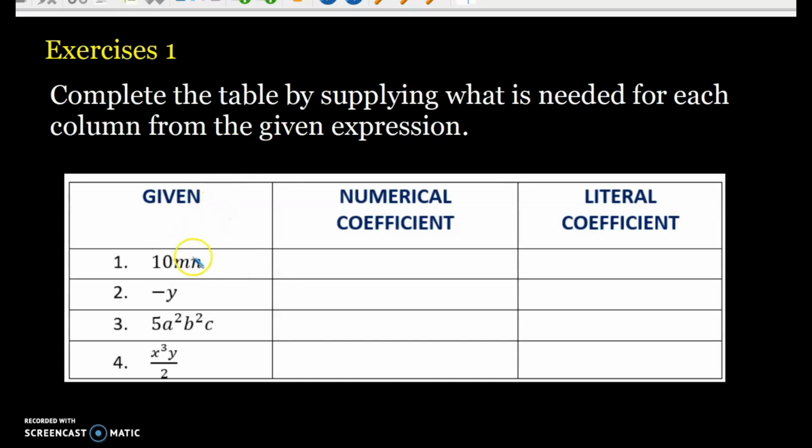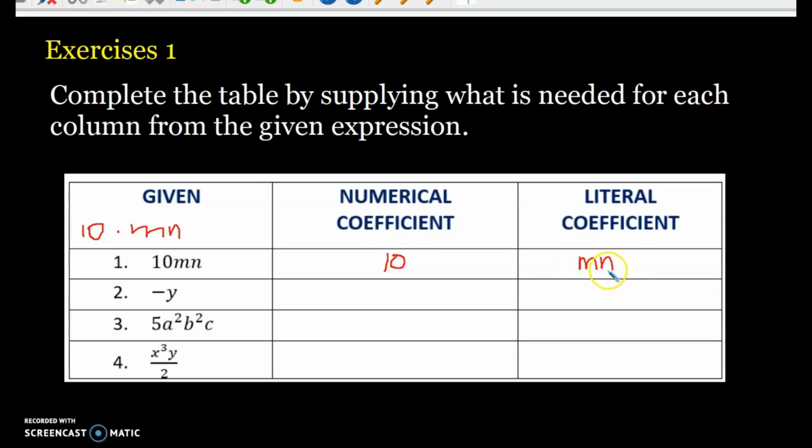As defined, the numerical coefficient is the number factor and the literal coefficient is the letter factor. I advise that you do the solution in this manner. Let's separate 10mn into a number and a letter factor. So 10mn is equivalent to 10 multiplied by mn. As you can see, 10 is the number factor and mn is the letter factor. So we can simply write here 10 and then mn here.